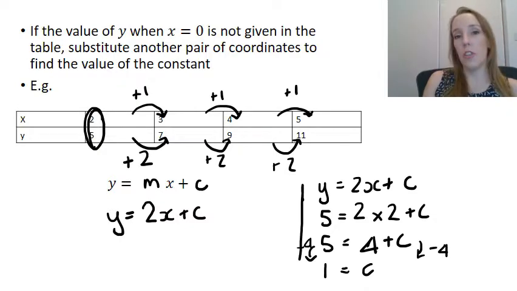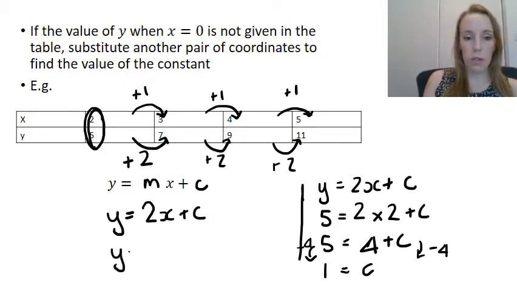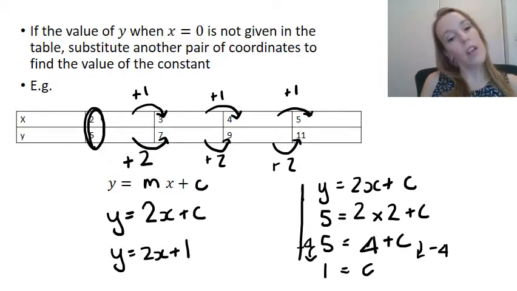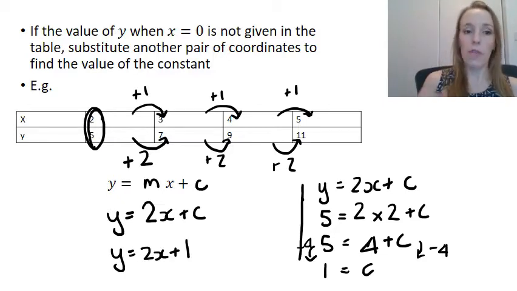Then we can substitute that value back in. So we know our formula will be 2x plus c, and we just worked out our c is 1. Our constant is 1. So y equals 2x plus 1. We've got that from our table, even though we don't have an x equals 0 value. Instead, we just substituted in another pair of coordinates and solved for c.